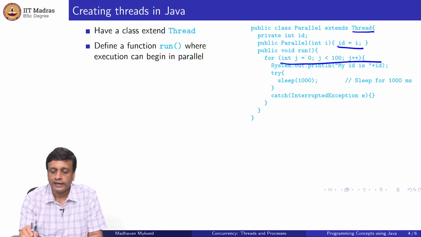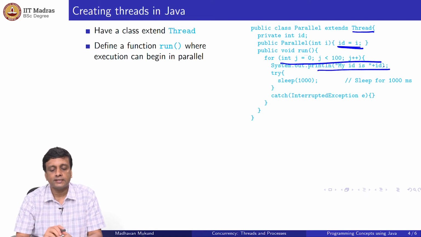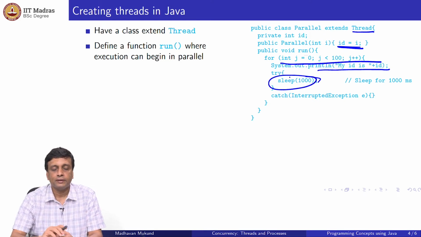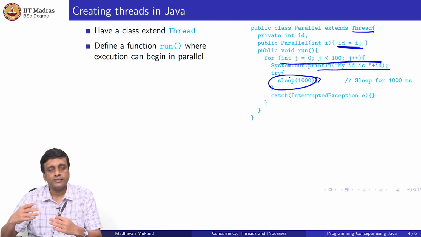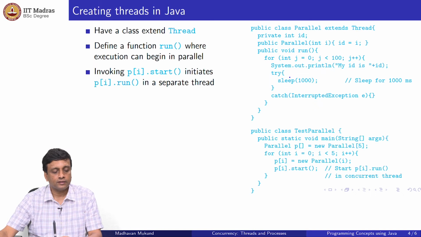So here, for instance, what we are doing is 100 times, remember that a thread was created by passing an ID. So each thread, what it does is 100 times it prints its name. We will talk about this sleep in a second. So each thread in parallel prints out its identity 100 times.